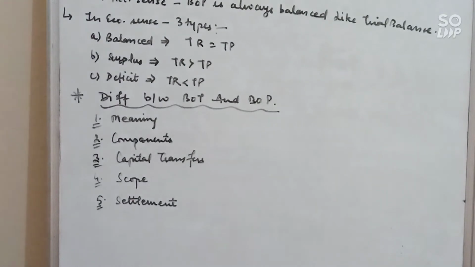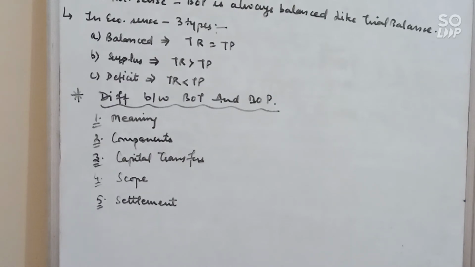Okay. Now next we have the difference between BOT and BOP. This is a very important question in 3 marks also or in 1 mark also. So BOT and BOP, we can differentiate on these bases. First is meaning. First of all, you will write the meaning. BOT is a difference between import and export of visible items, and BOP is an accounting statement that records all the economic transactions between the residents of the country and the rest of the world.